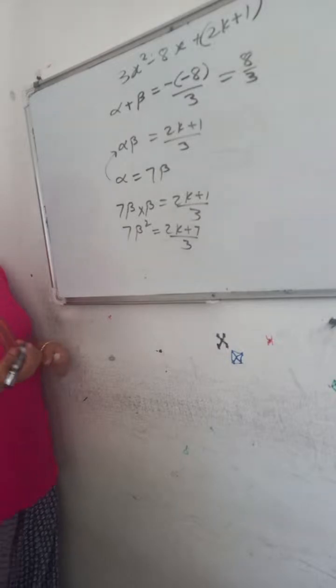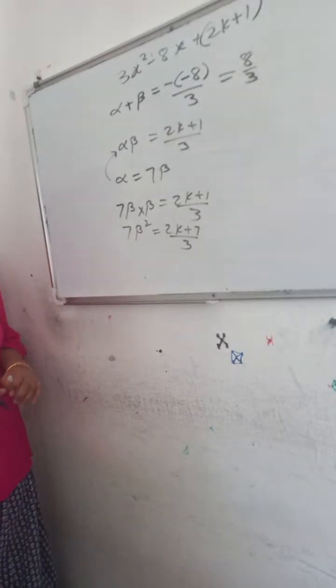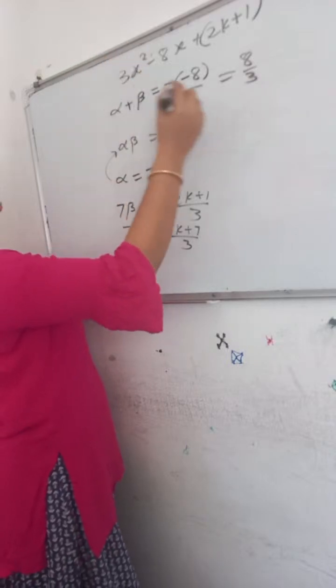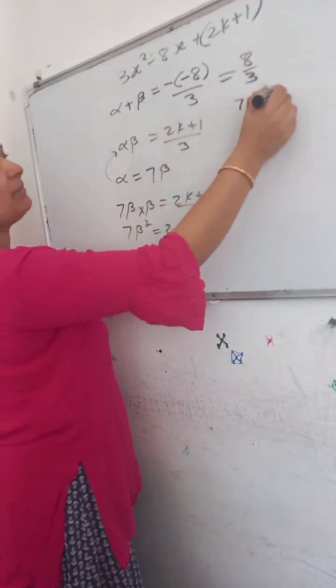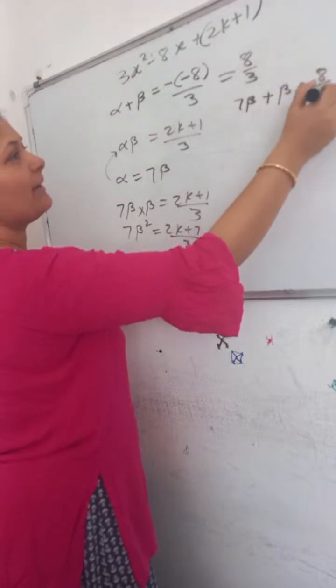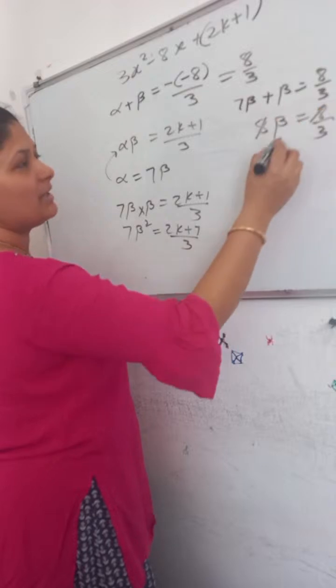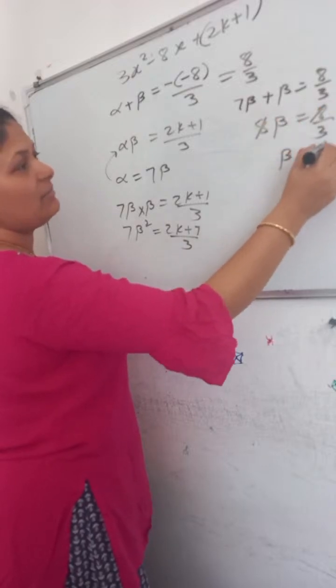Okay, now the problem is that we don't know alpha and beta. Find them here. Alpha is nothing but 7 times beta, plus beta is equal to 8 by 3. That is, 8 beta is equal to 8 by 3. The 8 gets cancelled and beta is 1 by 3.